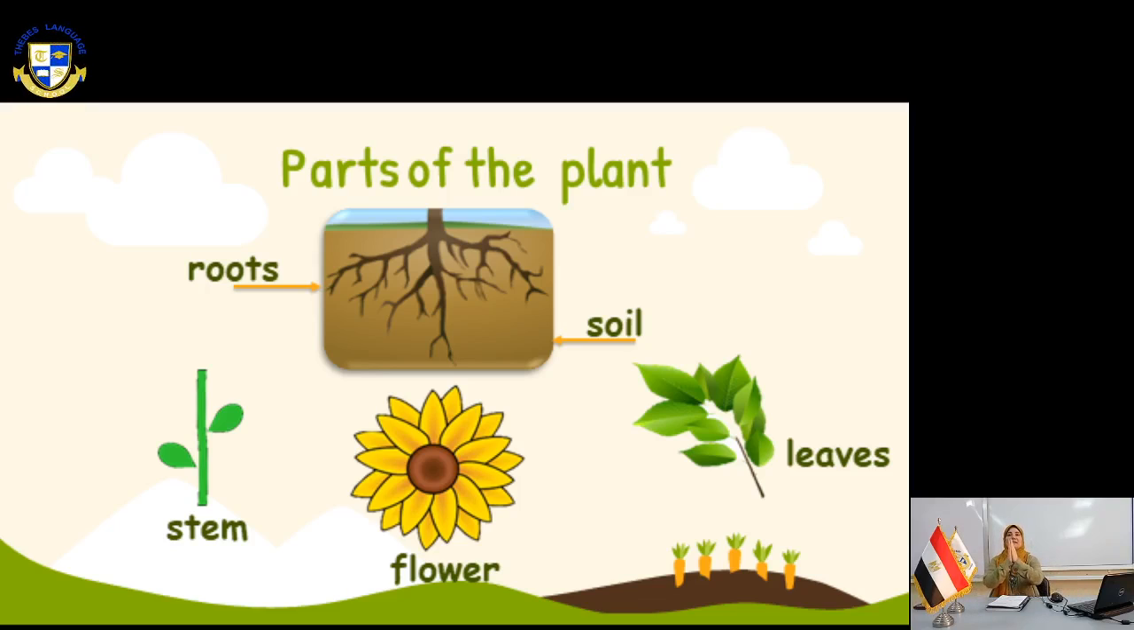Then the stem grows up outside the soil. Then this stem will have leaves. Leaves, like arms for the stem. Okay? And at the end of the stem, at the top of the stem, we will find the flower. So the parts of the plant are roots, stem, leaves, and flower.